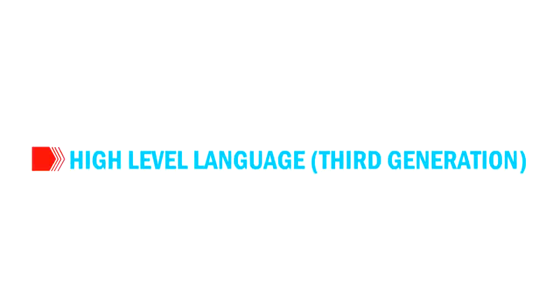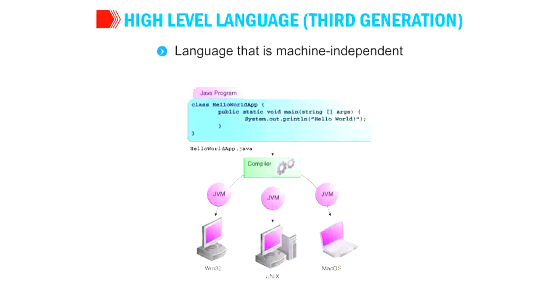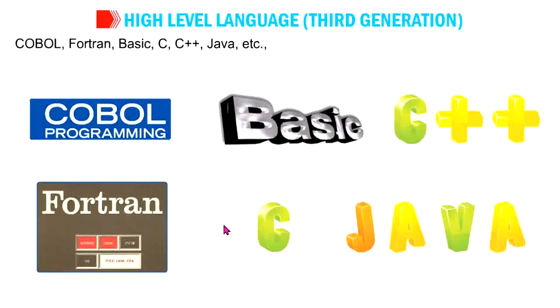Next one is third generation language, high level language. High level languages are similar to English language. That language is machine independent. It is also known as high level language, HLL. The examples of high level language or third generation languages are COBOL, Fortran, BASIC, C, C++, Java, Python, Ruby, Visual Basic, Delphi, Perl, PHP, etc.